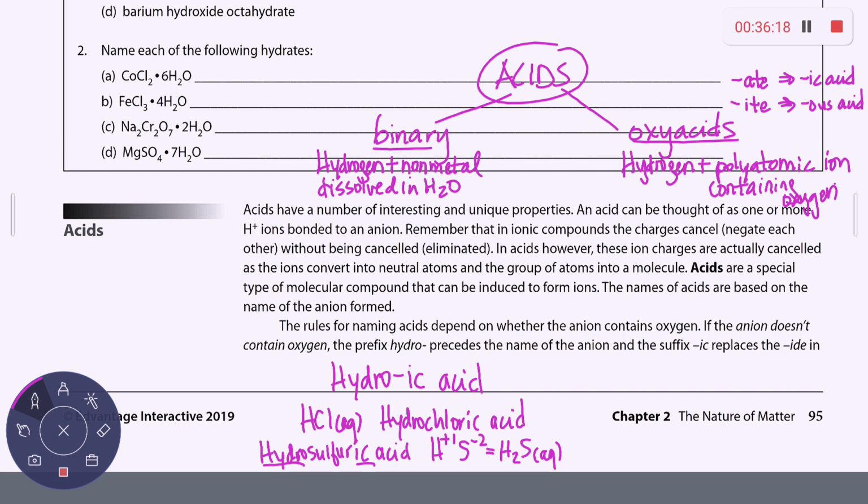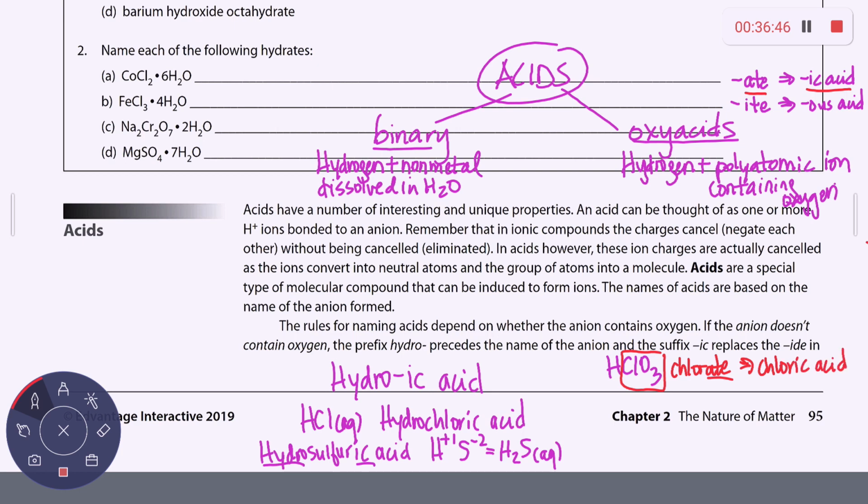Okay, so if you have something like HClO3 and you're trying to name it, you really need to identify the name of the polyatomic ion containing oxygen first. ClO3 is chlorate. Okay, so if it ends in ate, make it ic acid. So this name is actually chloric acid.